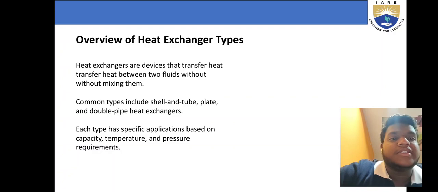Overview of heat exchanger types. Heat exchangers are devices that transfer heat between two fluids without mixing them. Common types include shell and tube, plate, and double pipe heat exchangers. Each type has specific applications based on capacity, temperature, and pressure requirements.